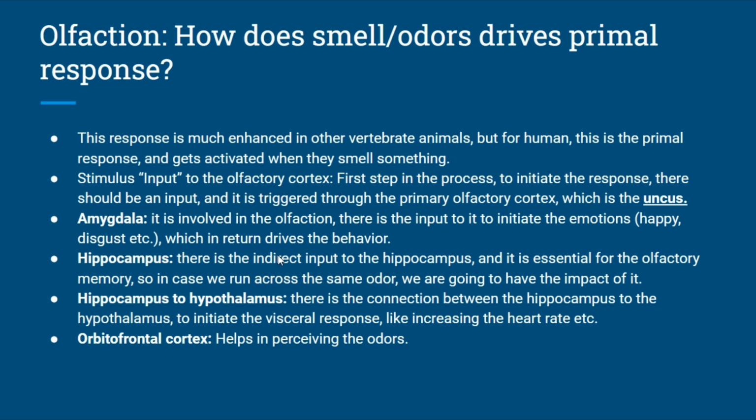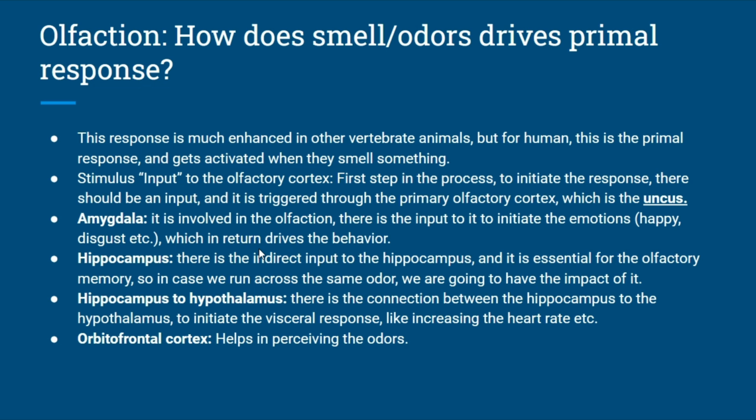That will initiate the response, and there should be an input, and then there's going to be a trigger. That is through the primary olfactory cortex, which is the uncus. Then the amygdala gets involved. It is also involved with olfaction. When there is an input to it, it will initiate the emotions. So, for example, you like a certain dish, and when you enter the home, there is a certain smell of the dish that you like being cooked, and you become happy because you have that memory in your brain. Or disgust, which in return drives the behavior.